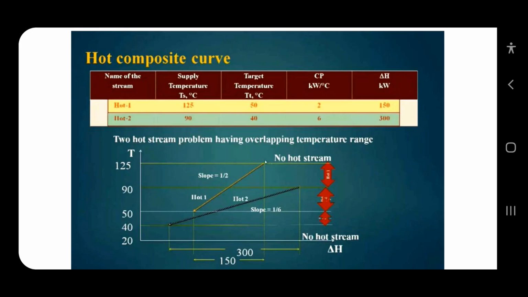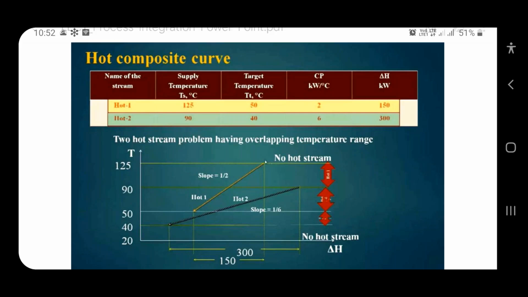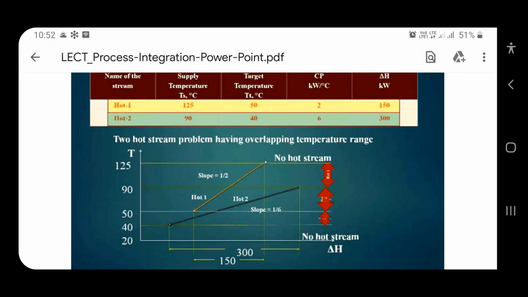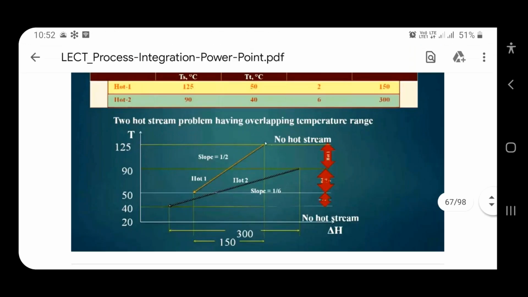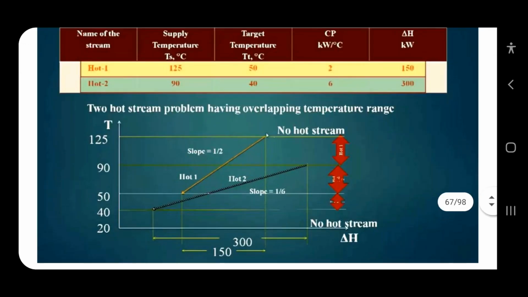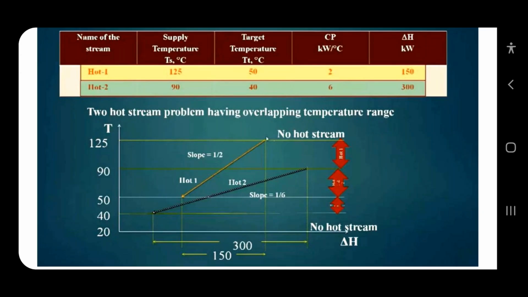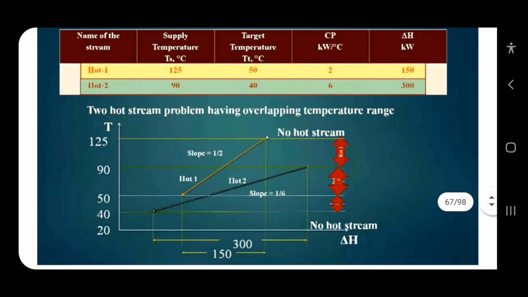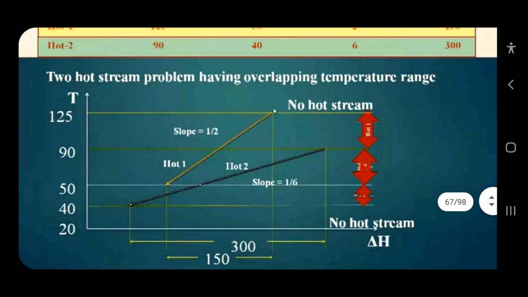CP value is given. Delta H is 150. They already calculated MCP delta T, so 150 kilowatt is there. So you must maintain the 150 here. Have a look at the x-axis 150 kilowatt and at the delta T 125 to 50. Here it is. There is a yellow line indicated as the hot stream curve.